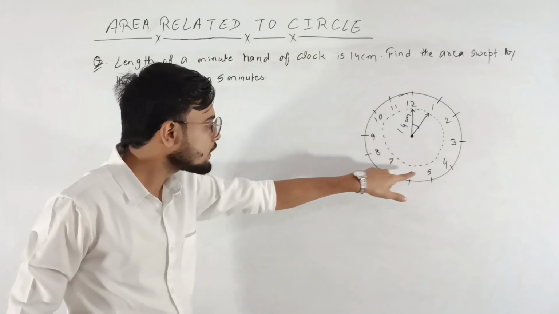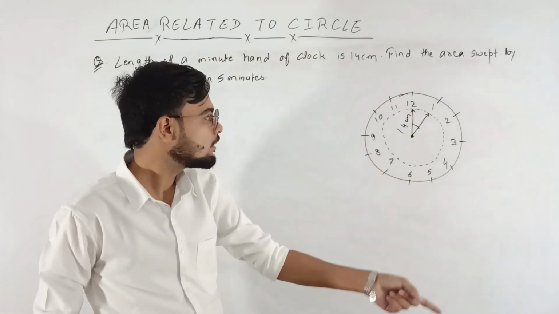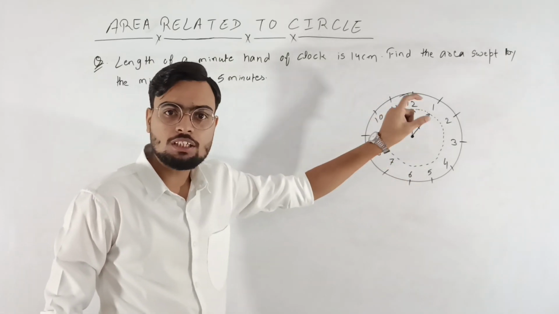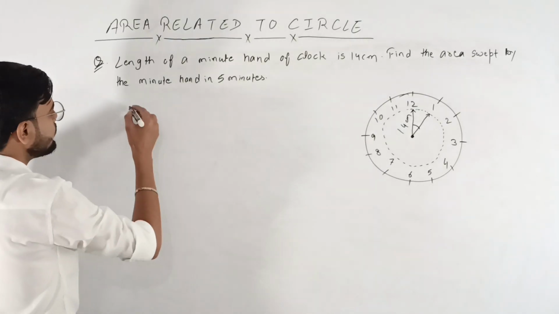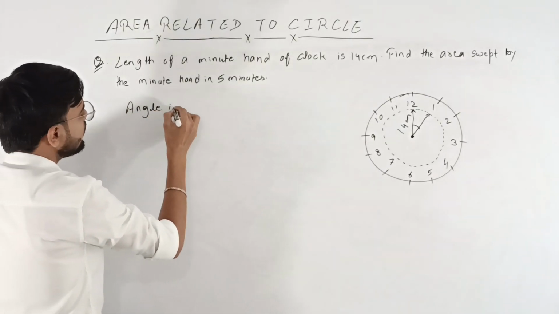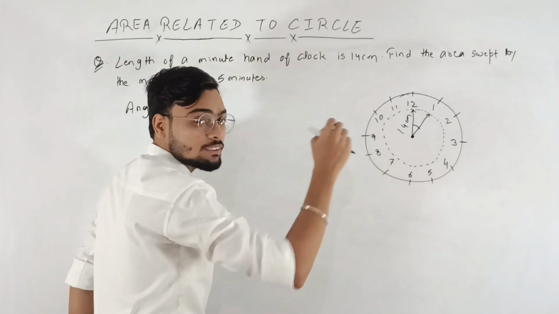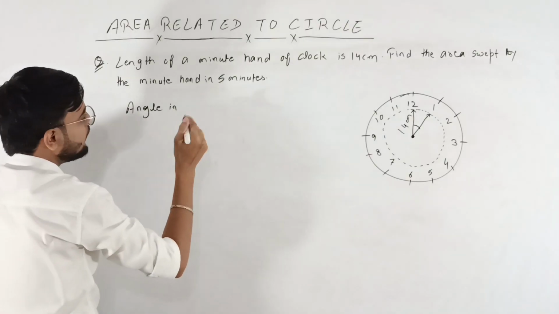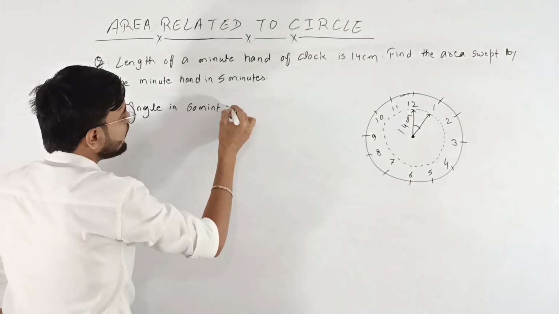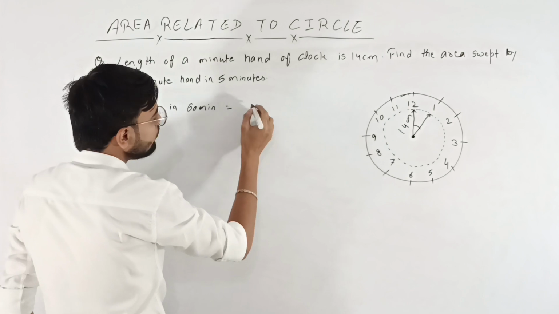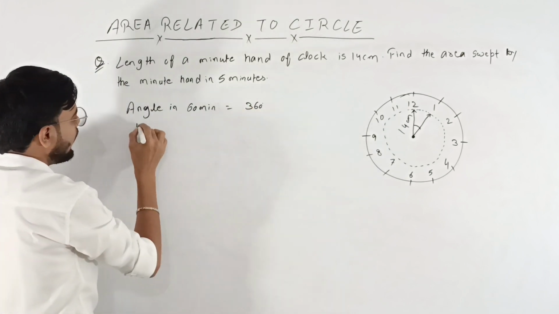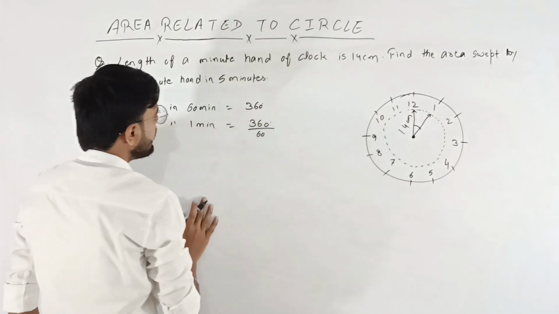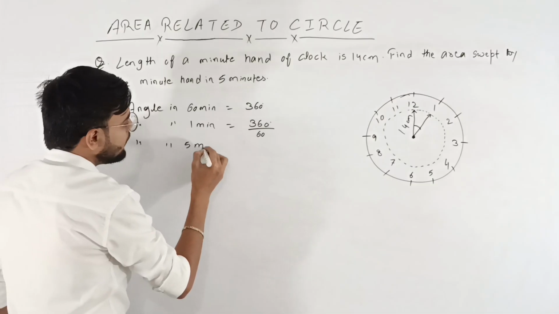When this minute hand rotates completely, then it covers a total 360 degree angle. Why? Because in circle there is a complete revolution, which is 360 degree. So angle in complete revolution. Complete revolution means total 60 minutes, 5, 10, 15, 20, 25, 30, whole becomes 60 minutes. So angle in 60 minutes is what? Total 360 degree. Okay, so angle in 1 minute is what? 360 degree upon 60.